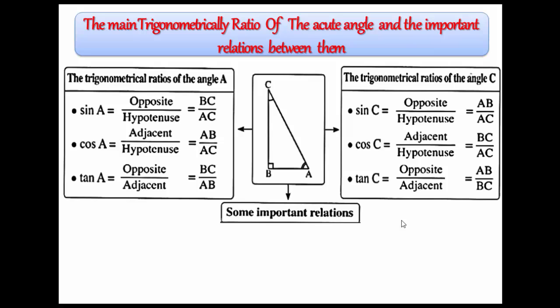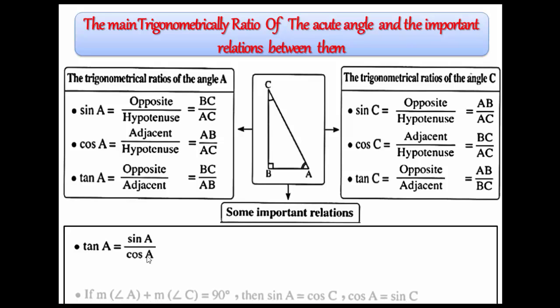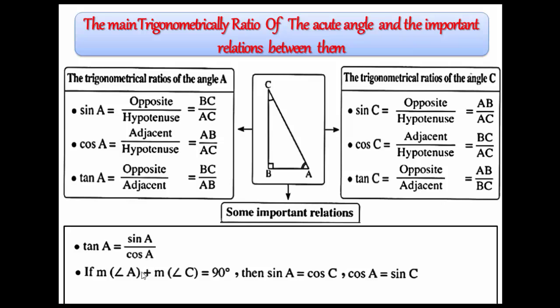Some important relations. Tan A equals sine A over cosine A. If the measure of angle A plus the measure of angle C equals 90, then sine A equals cosine C and cosine A equals sine C. If sine A equals cosine C or cosine A equals sine C, then the measure of angle A plus the measure of angle C equals 90 degrees.